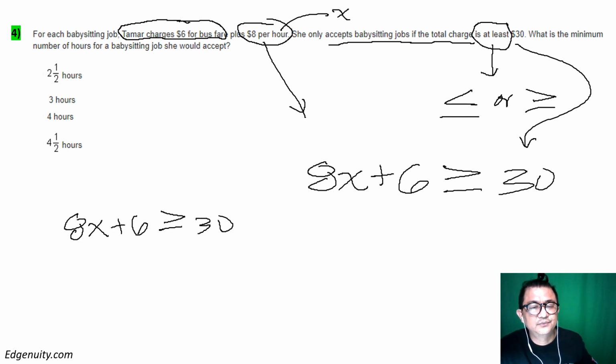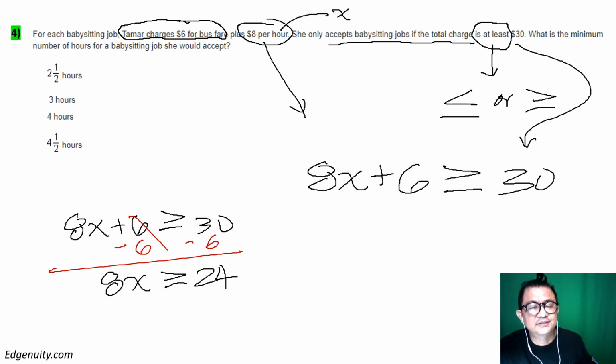So I need to get rid of you. Subtract 6, subtract 6. That cancels out. 8x is greater than or equal to 24. Next, divide by 8, divide by 8. That cancels out. x is greater than or equal to 3.